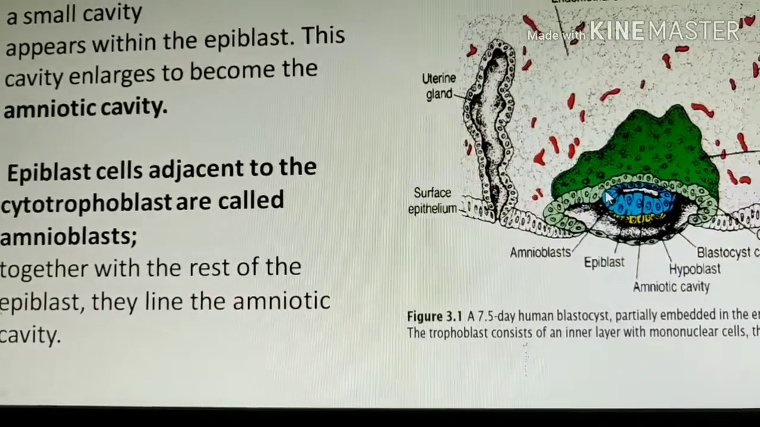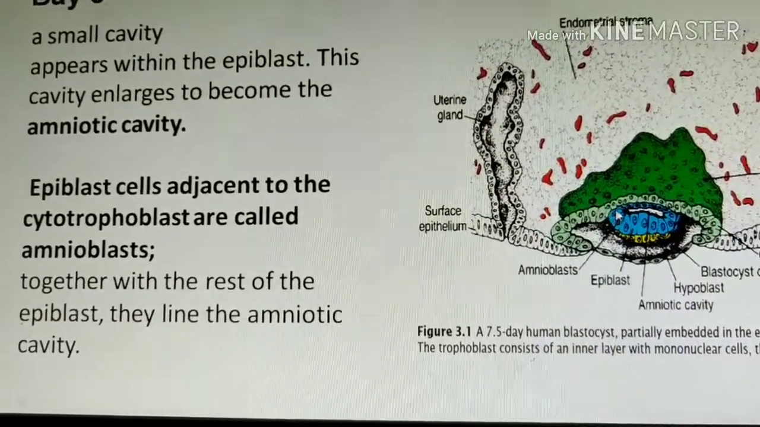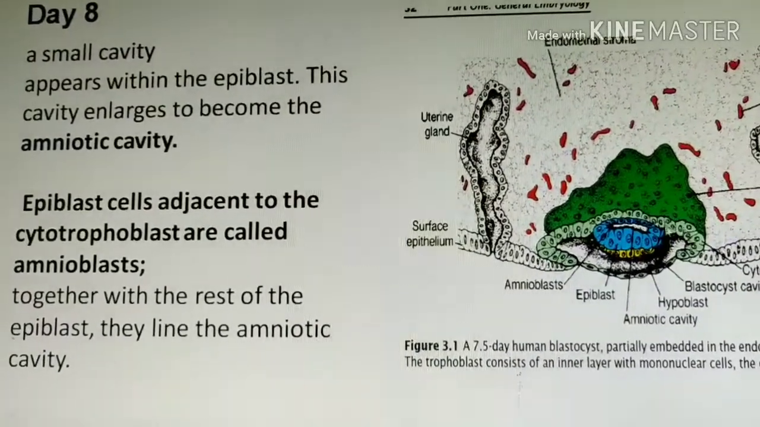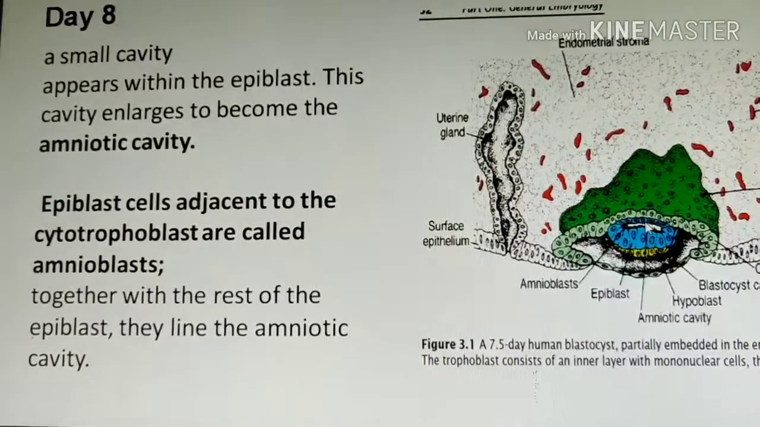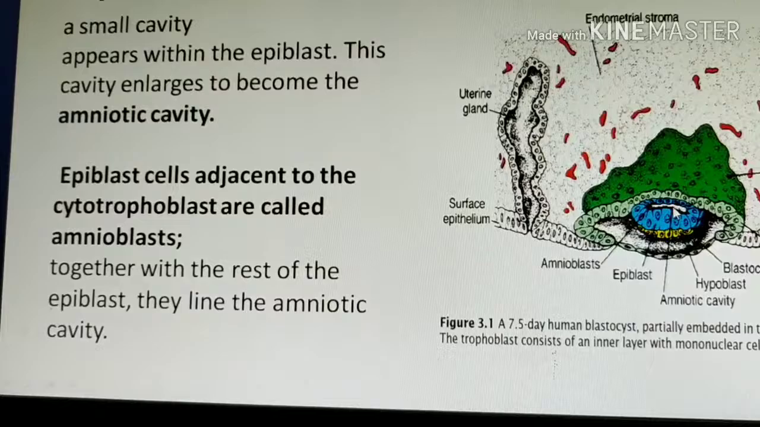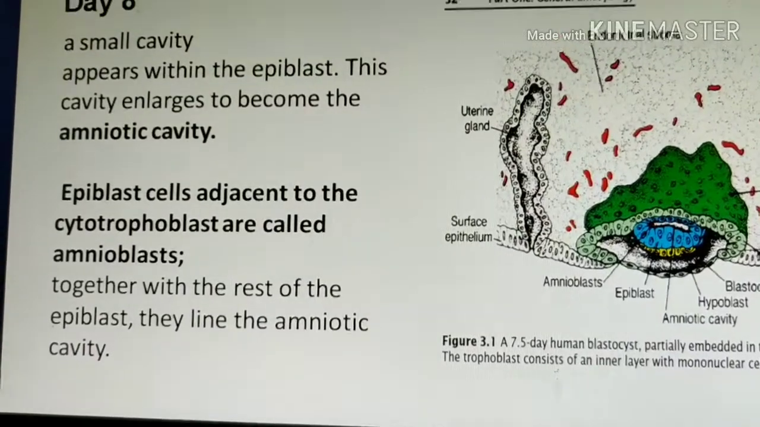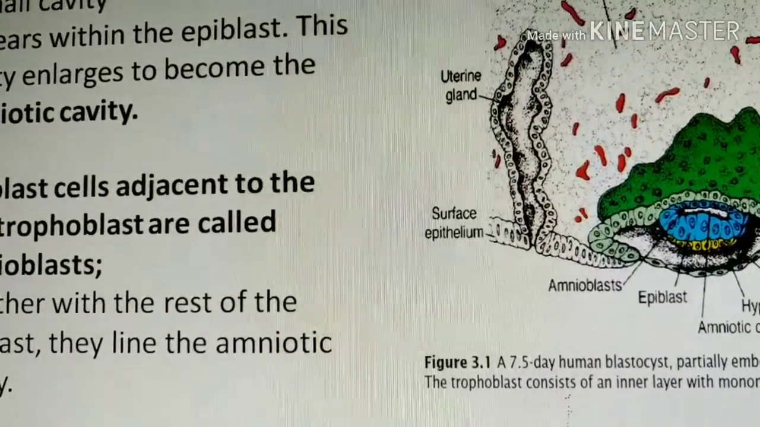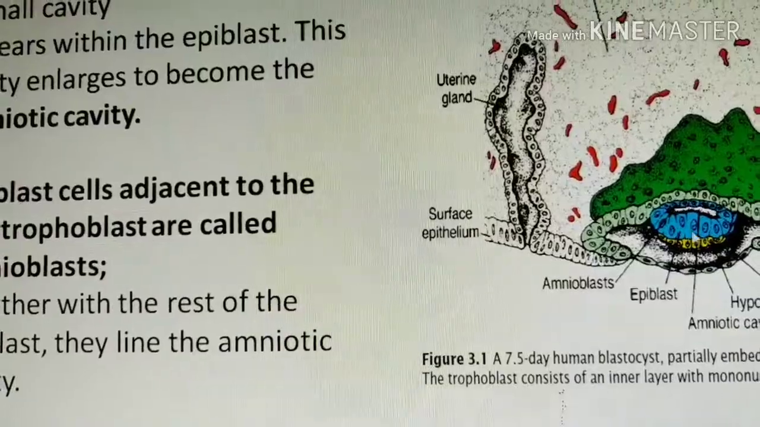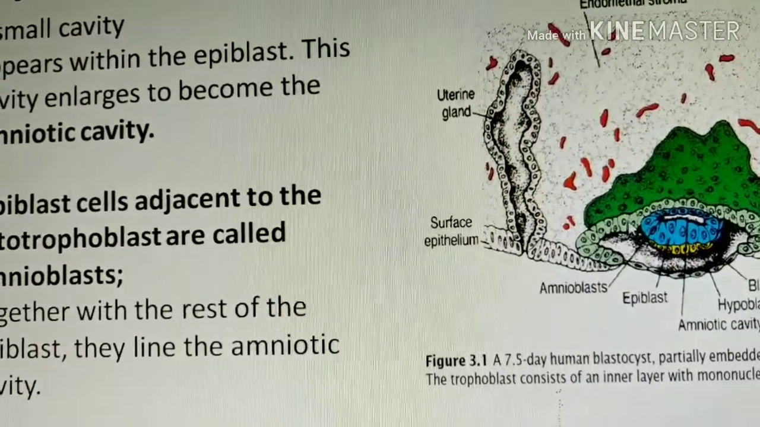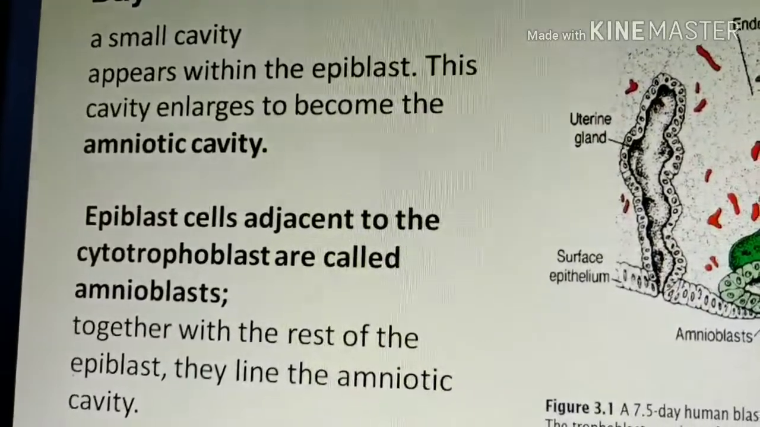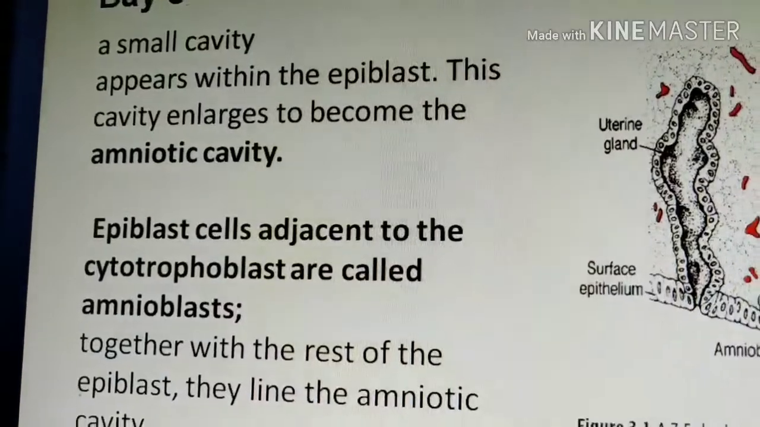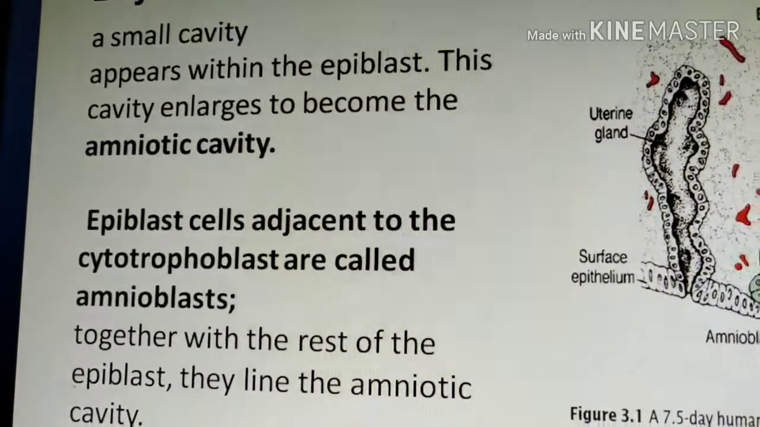So the epiblast cells adjacent to the cytotrophoblast, this cell is known as the amnioblast. The other epiblast cells are surrounding the amniotic cavity. So day 8 is another event. The amniotic cavity is formed within the epiblast, and the cell adjacent to the cytotrophoblast is known as the amnioblast.